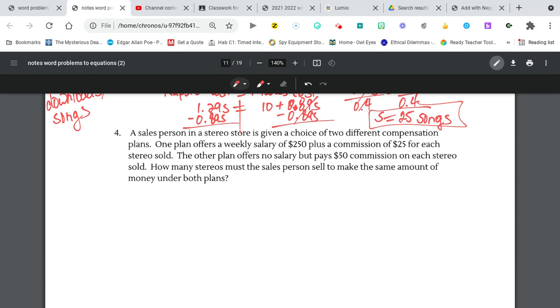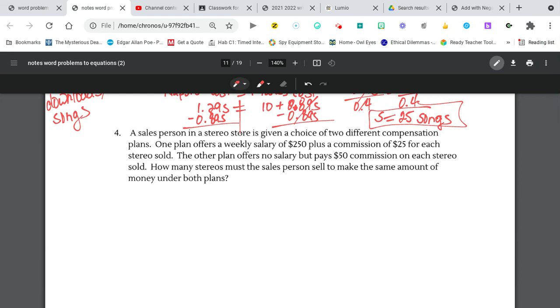Okay. Let's take a look at number 4. It says a salesperson in a stereo store is given a choice of 2 different compensation plans. So somebody is selling something, stereos. Compensation means they can be paid differently. They have to make a choice.